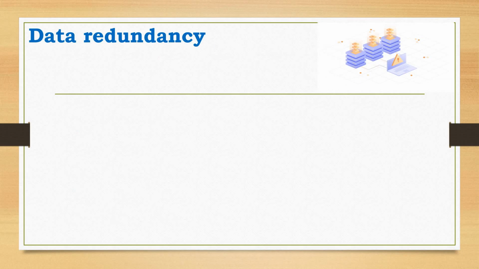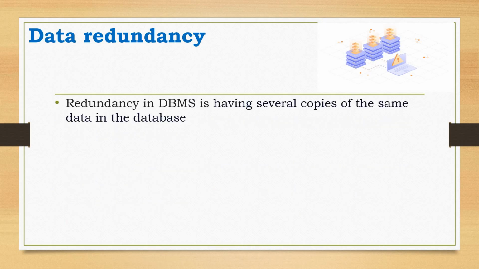Data redundancy. What do we mean by redundancy? It is the repetition of the data. A particular data may be repeated in different files, so it has several copies of the same data.